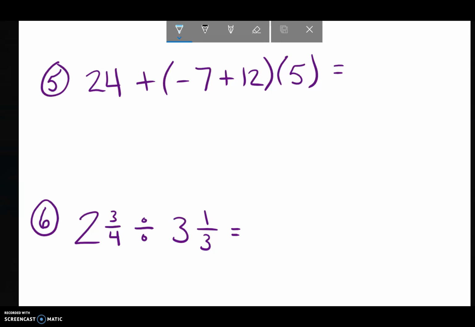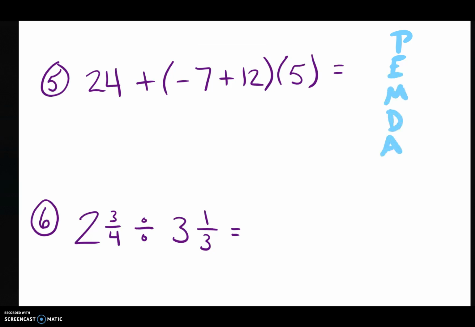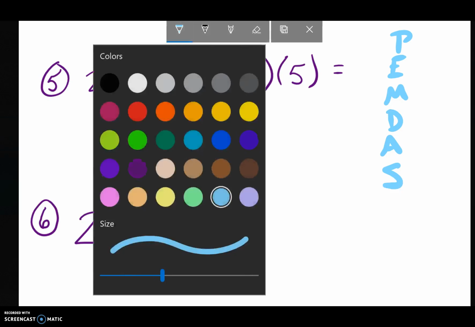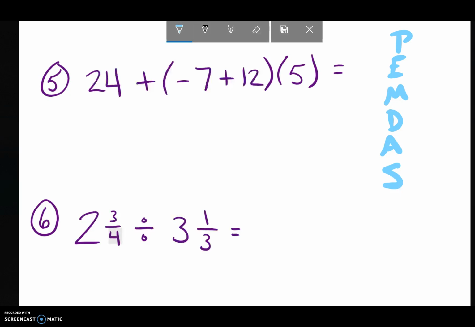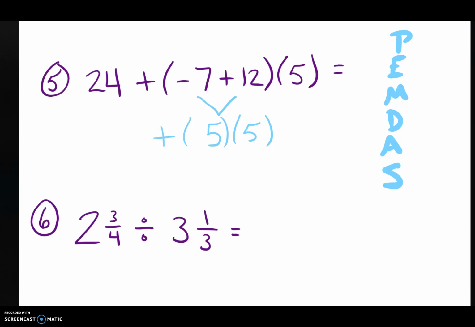Number 5 is 24 plus negative 7 plus 12 times 5. So you have to follow order of operations. So we have to do parentheses first. Negative 7 plus 12 is 5. You're going to rewrite the rest of the problem. New problem says 24 plus 5 times 5.